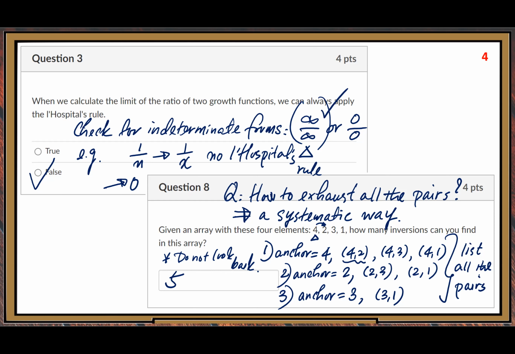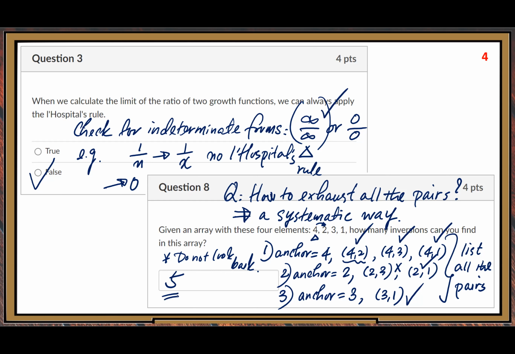But which one is an inversion? Then you just use your observation. I assume you know the definition of inversion, right? 2, 3 is not an inversion, because it is in ascending order. 2, 1 is descending order, so it is an inversion. 3, 1 is descending order, an inversion. So then you count the number of checked pairs. So the answer is 5 in this way.